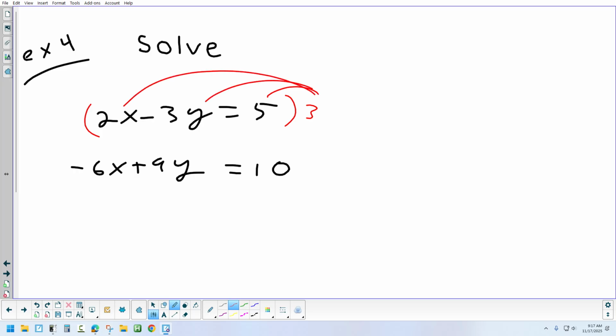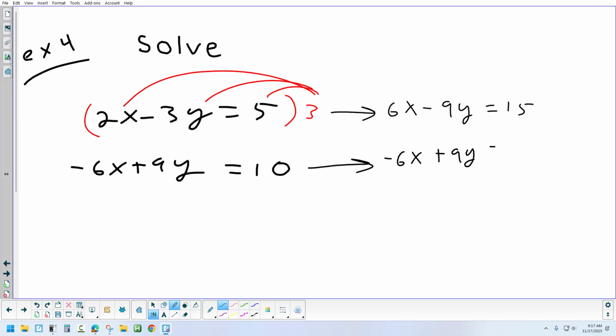Okay, so our goal is to eliminate x. What's the new equation when we distribute 3 to everything? 6x minus y, 15. And now your bottom equation, this time, you don't need to multiply that by anything. 6x plus 9y equals 10.